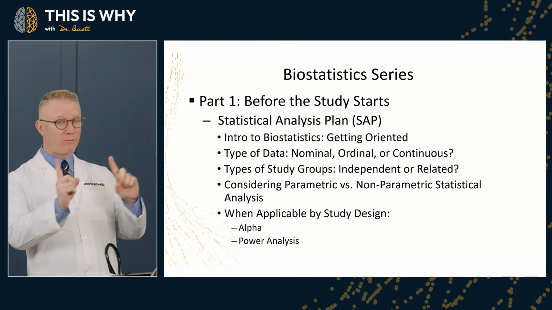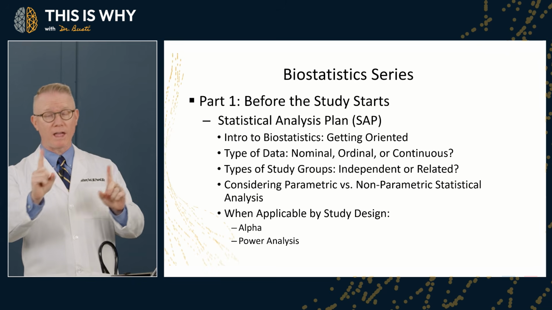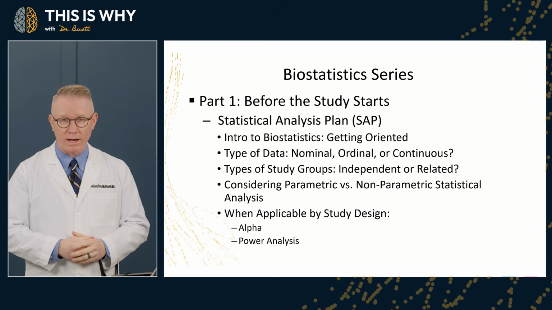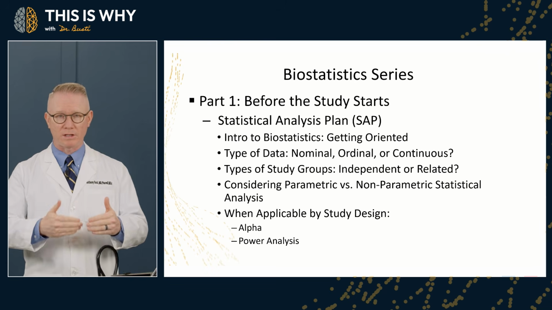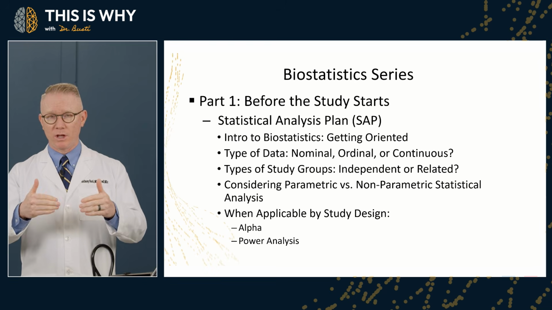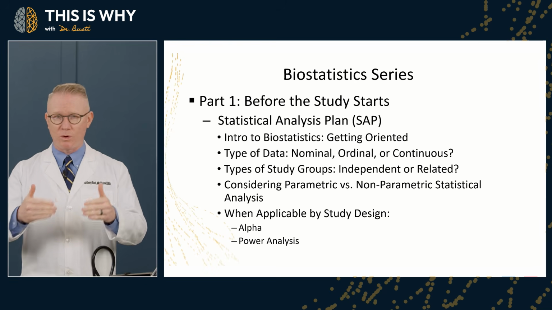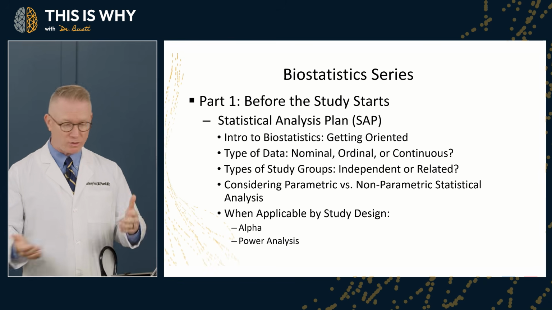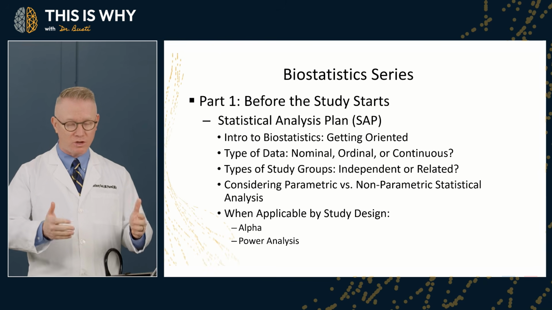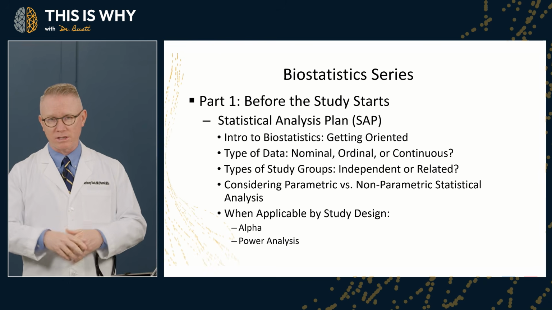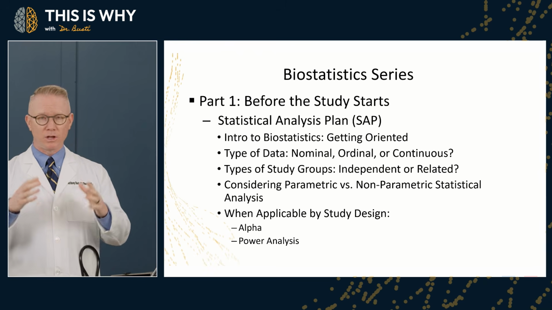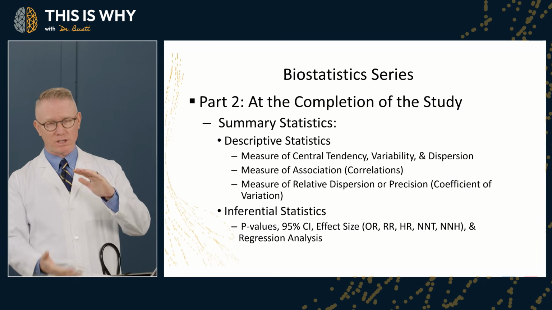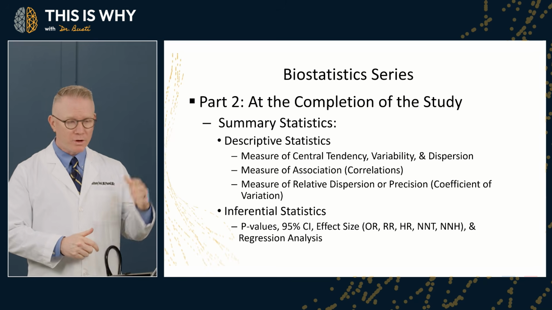All right, so remember, before the study starts, so if you're in that research development stage and this topic is applicable to you, that's when you're doing the statistical analysis plan. You're coming up with your hypothesis. You're establishing what type of data. Is it nominal, ordinal, continuous? What type of study groups do you have? Are you going to use parametric, non-parametric statistical analysis? And then do you need to set an alpha and do a power analysis to determine your sample size?